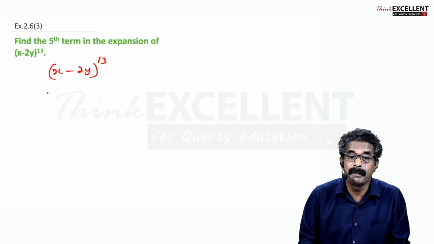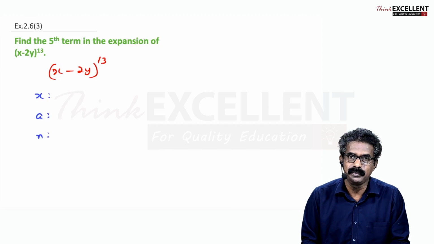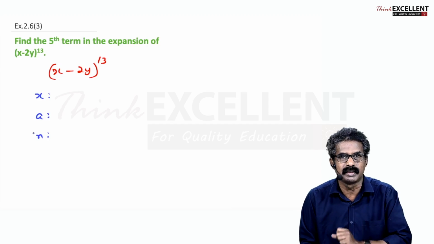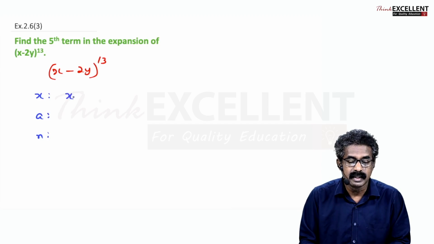Listen, for that you compare with what? (x + a)^n, every sum of the same type. So listen very carefully: (x + a)^n. x is the first term. a is the second term, which here is minus 2a. And the power n is 13.